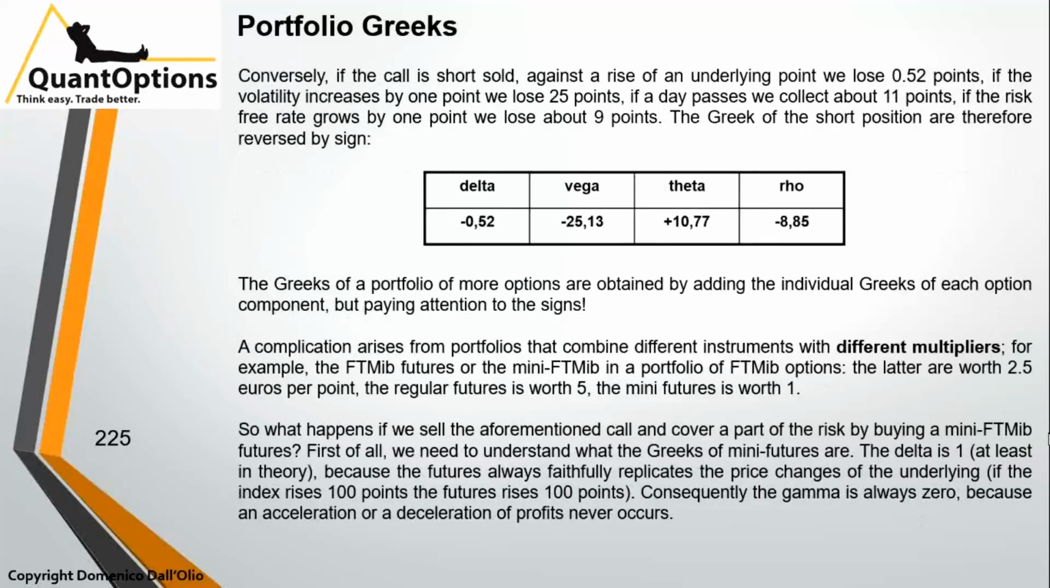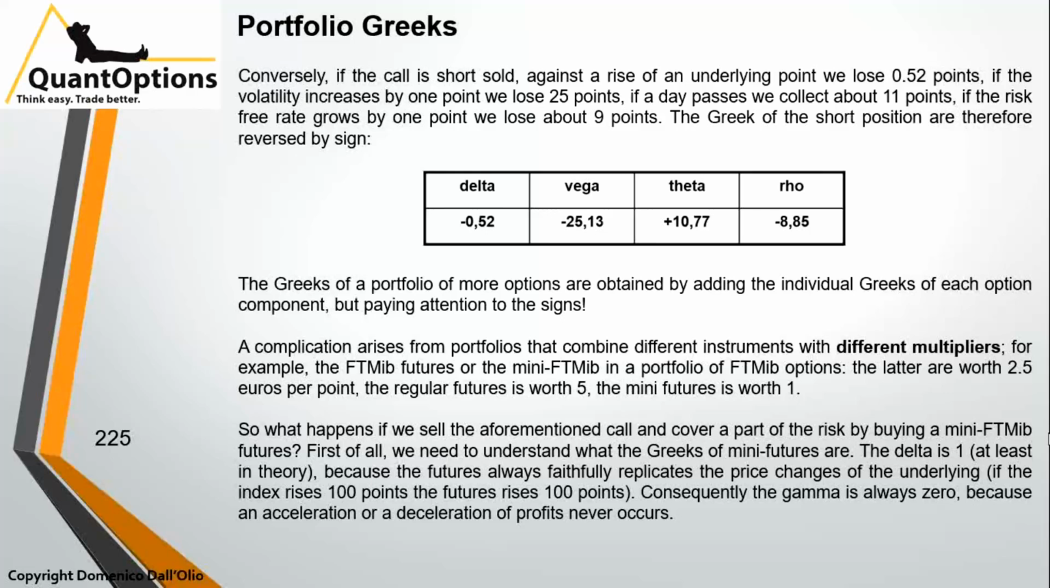Conversely, if the call is short sold, against the rise of an underlying point, we lose 0.52 points. If the volatility increases by 1 point, we lose 25 points. If a day passes, we collect about 11 points. If the risk-free rate grows by 1 point, we lose about 9 points. The Greeks of the short positions are therefore reversed by sign.